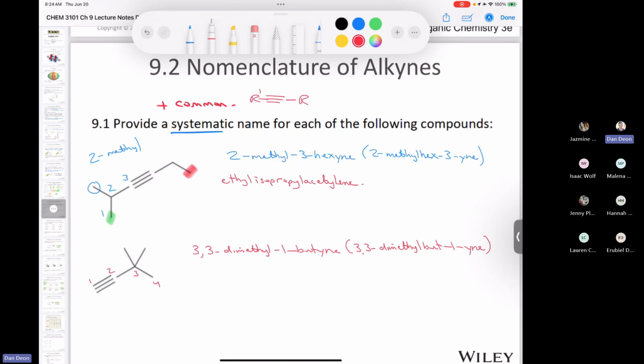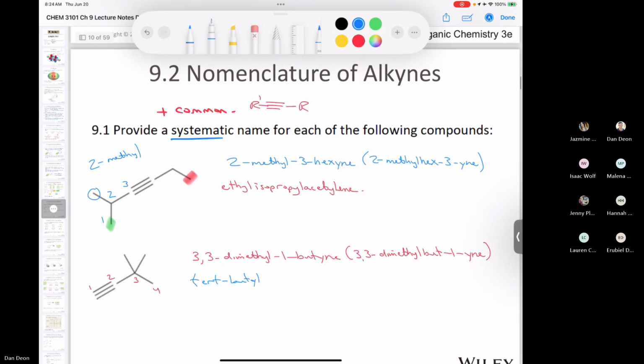And then as far as a common name goes, well, this one, there's just one alkyl group on it, so you just call it tert-butyl acetylene. There we go, tert-butyl acetylene. All right, both of them are perfectly acceptable. There you go. So again, like I said, my students are usually very good at naming alkynes because they spend so much time thinking about alkenes. And so to move into this chapter is not that much of a stretch.